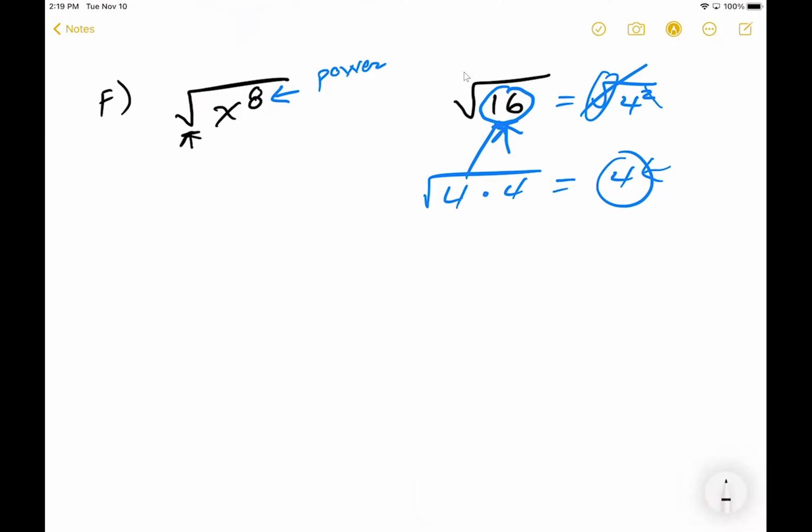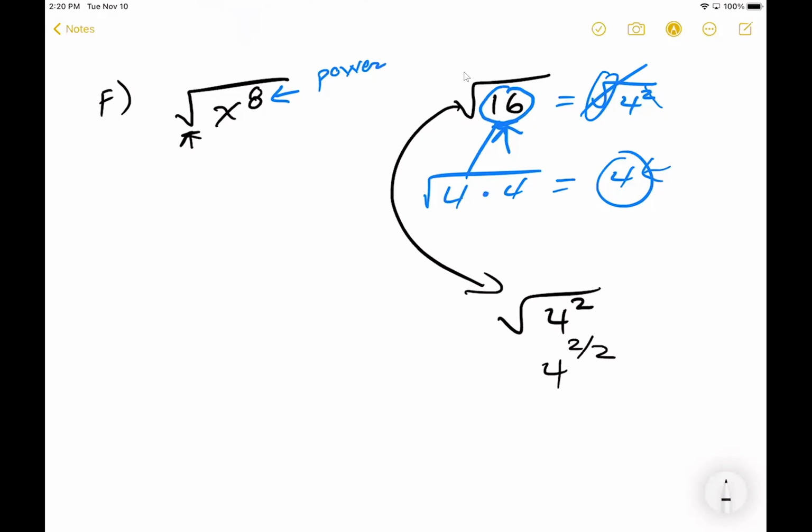The square root basically tells you whatever power you have, you divide that by 2. I repeat again, the square root basically tells you whatever power you have, you divide that by 2. So if you look at this problem right here, I told you that 16 is the same as 4 raised to the second power. And with 4 raised to the second power, what do we do? We take the power and divide it by 2.